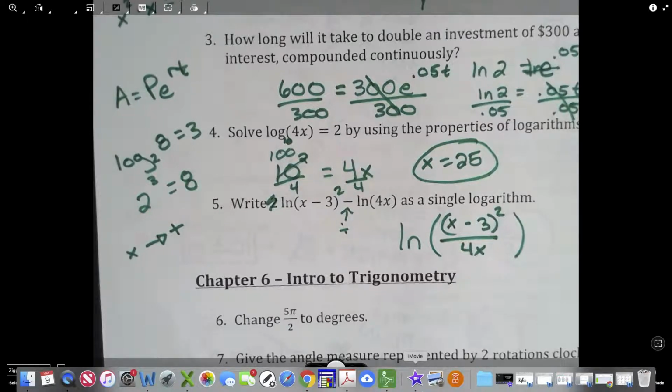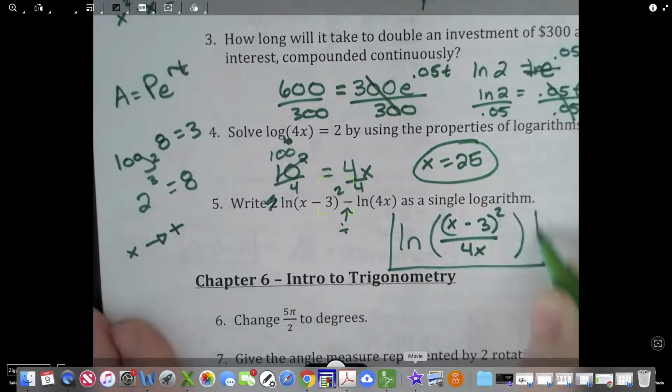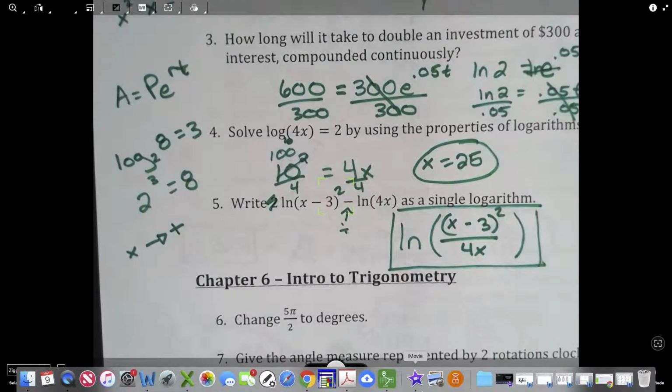You don't have to go any further than that because we don't know what x is, so you can't evaluate it or anything. This is written as one single log, and that is all. They're just wanting you in this problem to see if you know the properties, like the 2 can go to the back, and minus means divide. Now on the test, I might do a plus, and that's just multiply. So you'll just write it multiplied instead of divided, right?